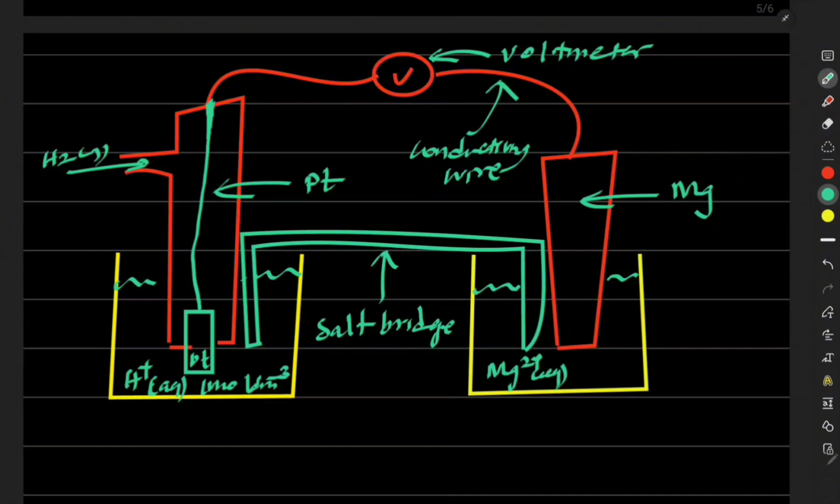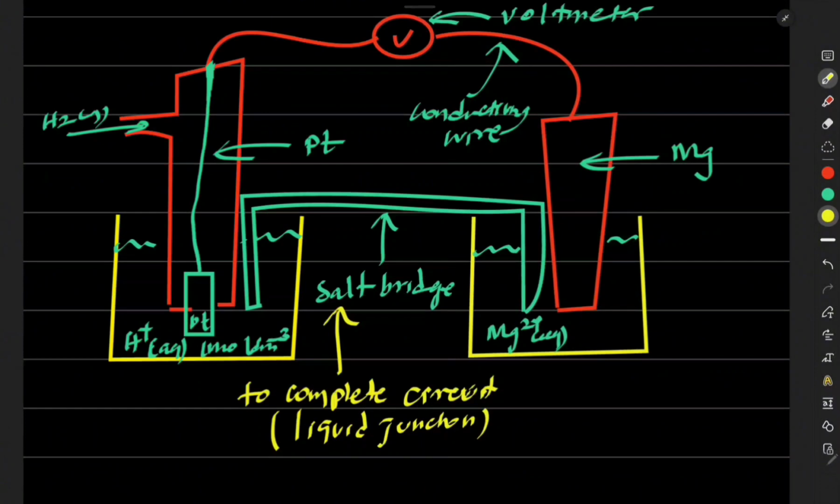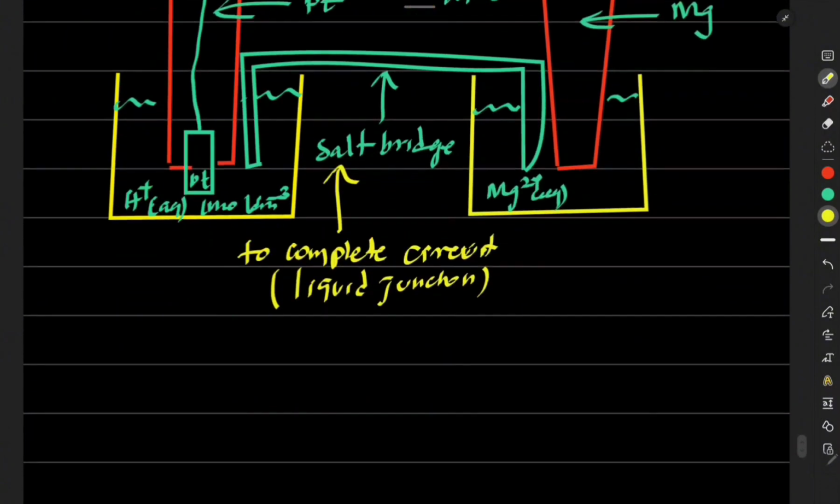We use a salt bridge to complete the circuit, which acts as a liquid junction. And also, the salt bridge is just a glass tube filled with a solution such as potassium nitrate.